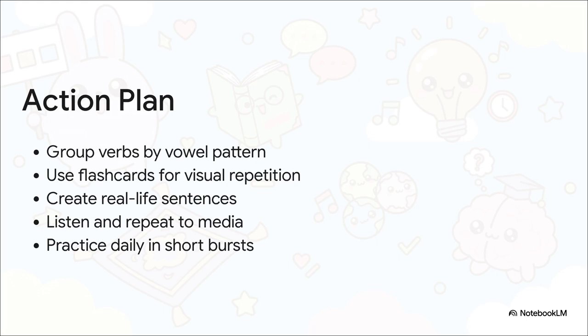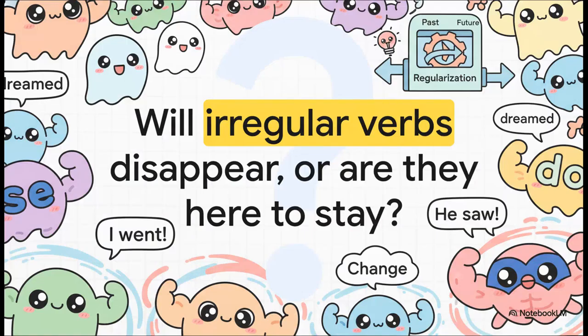Repetition is exactly how these linguistic fossils survived for over 1,000 years, and it's exactly how they're going to survive in your memory. To wrap things up, I want to leave you with a quick thought on the future of English. We are actually watching our language evolve in real time. Some of the less common irregulars, like dreamt, are slowly shifting into regular verbs like dreamed in everyday modern usage.